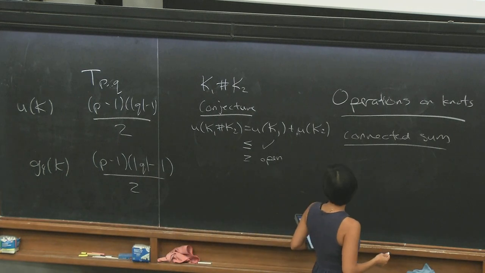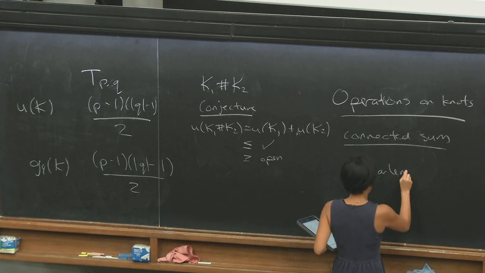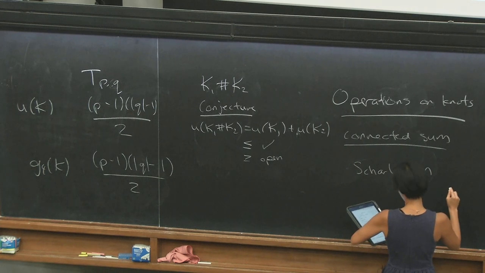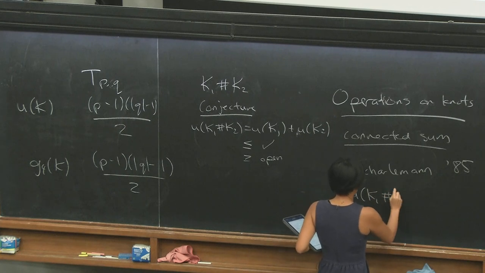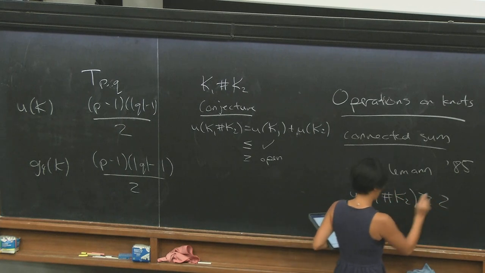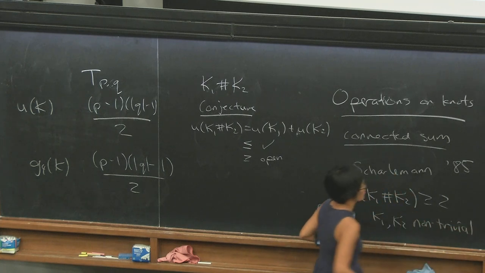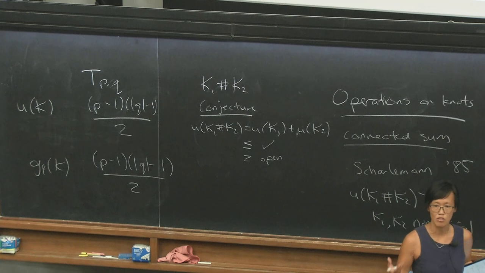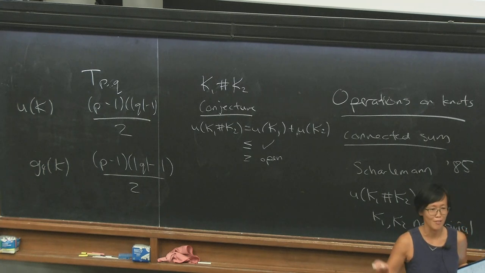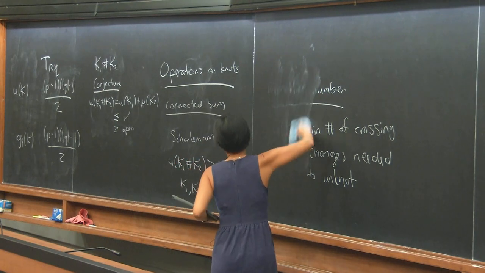Great. So what's the state of the art about the unknotting number of a connected sum? Well, the state of the art is due to Scharlemann from a while ago. He proved that the unknotting number of a non-trivial connected sum is at least two. But for example, as far as I know, it's still open: the unknotting number of the left-handed trefoil connect sum T_{2,5} is either two or three, but we don't seem to know.